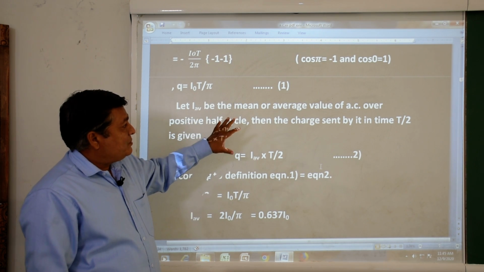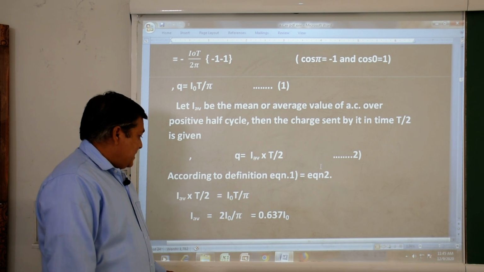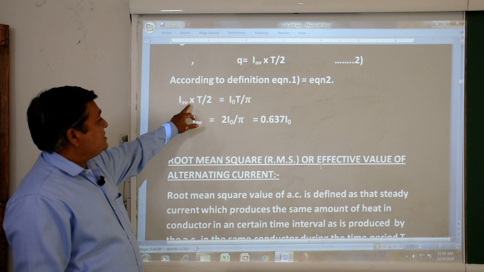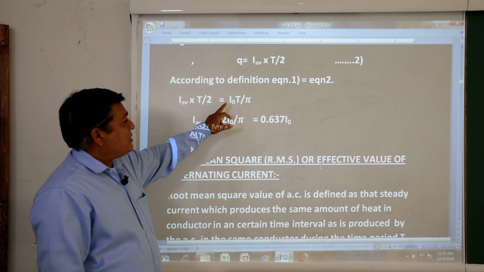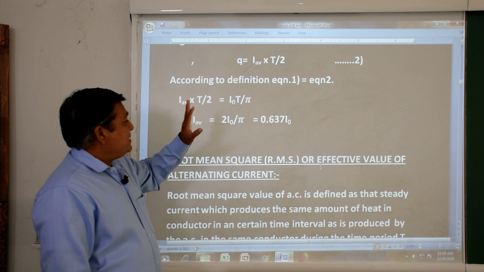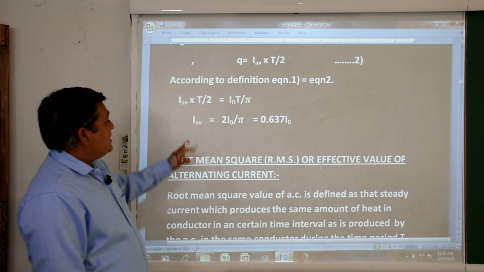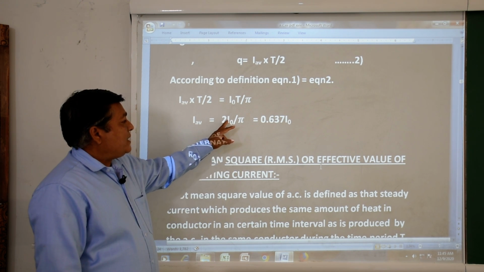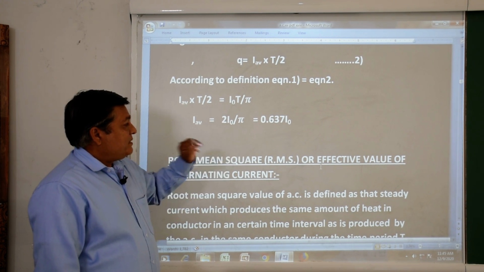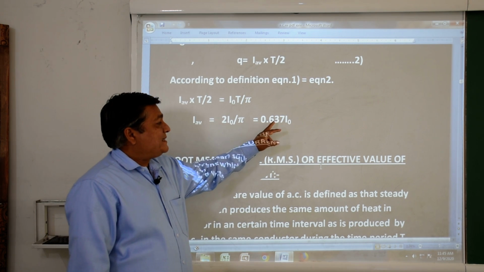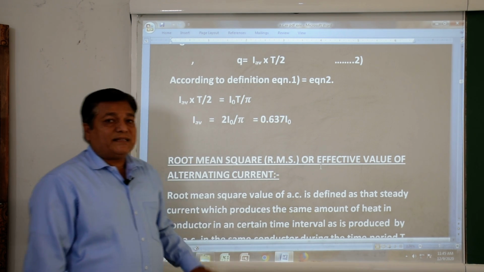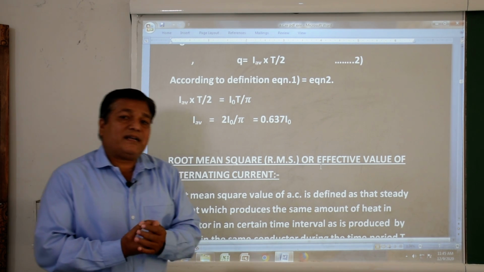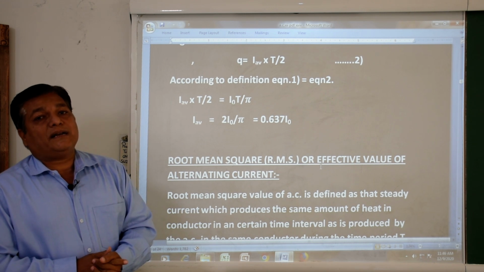Comparing equation 1 and 2, we can place the values on LHS and RHS. So, what do we get from equation 1 and 2? I average into T by 2 is equal to I naught capital T by pi. Capital T is cancelled by capital T. We get I average, or mean value of alternate current, is equal to 2 into I naught upon pi. By solving it, we get 0.637 into I naught. This is the average value of alternate current. So, this is the required expression for the mean value of alternate current.